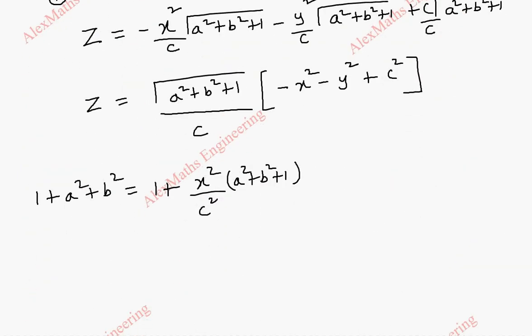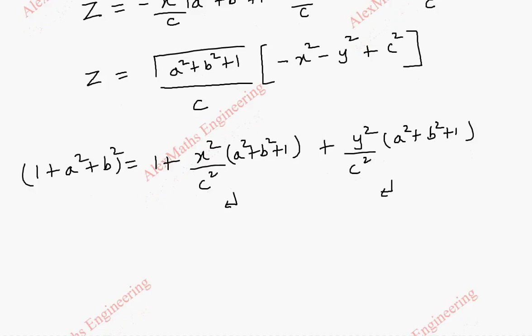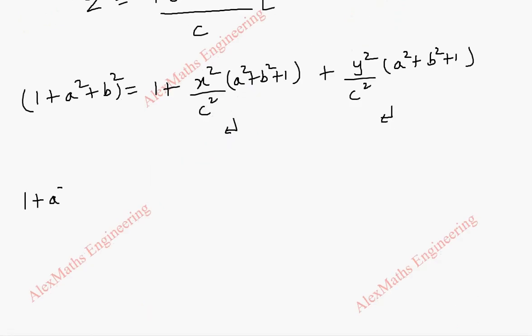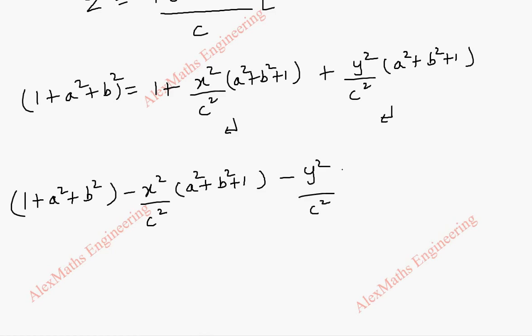In the same way, for b square, it is y square by c square into a square plus b square plus 1. Now, let's take these two terms to the other side so that we already have 1 plus a square plus b square minus x square by c square into a square plus b square plus 1 minus y square by c square into a square plus b square plus 1 equal to 1.